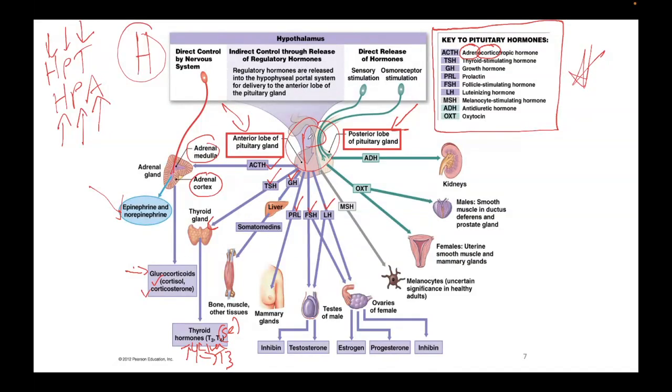The hypothalamus can send regulatory hormones to the anterior pituitary, which pushes out growth hormone. Growth hormone, like it sounds, helps you grow. It goes to the liver, makes somatomedins, and it's going to make your bone, your muscles, and your other tissues increase in size and grow. Growth hormone is produced about 50 minutes after you go to sleep.